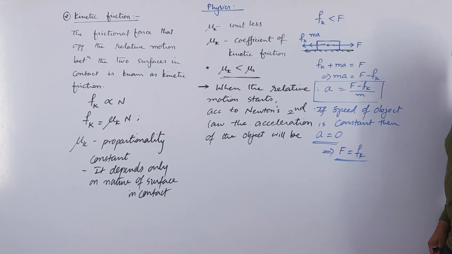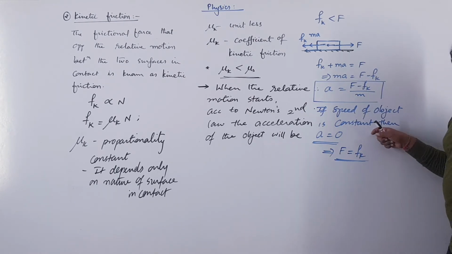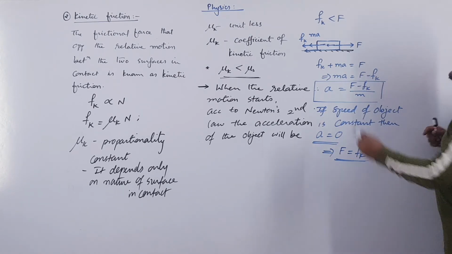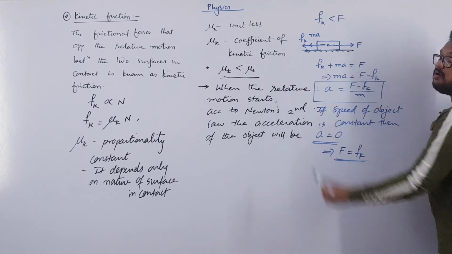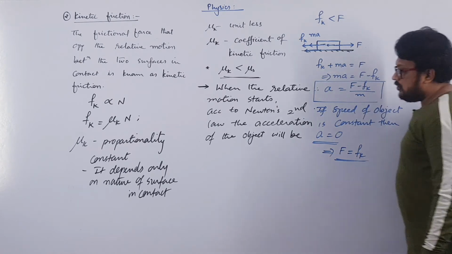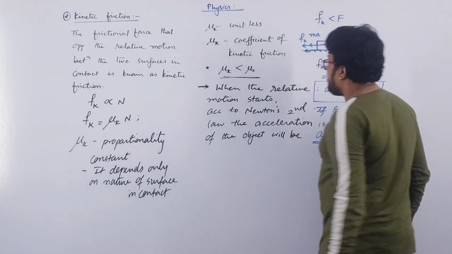You must be doing that, right? According to Newton's first law, if net force acting on an object is 0, then only the object will be at rest or it will be moving with constant speed. So your object is moving with constant speed. It means that net force acting on it is 0. It means that these two forces must be equal and opposite, right? The two forces acting on it must be equal and opposite. Clear?